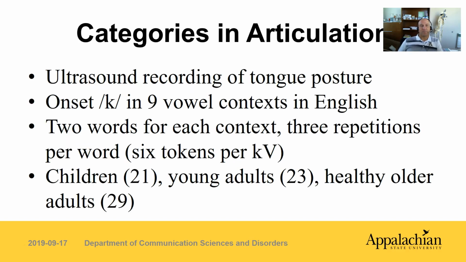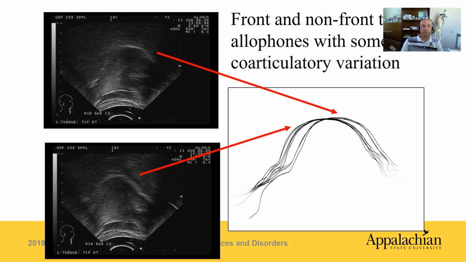An example of these fuzzy phonological and less fuzzy phonetic categories in articulation comes from some of my own work using ultrasound recordings of tongue posture. I've looked at onset K consonants in 9 different vowel contexts in English. In the experiment, there were 2 words for each context, providing representations of this K-vowel combination. Each of those words was repeated 3 times across the experiment, so we have 6 different articulatory tokens per consonant-vowel combination. And these recordings have been done over a fairly large number of children, young adults, and also healthy older adults in the 55 to 75-year-old range.